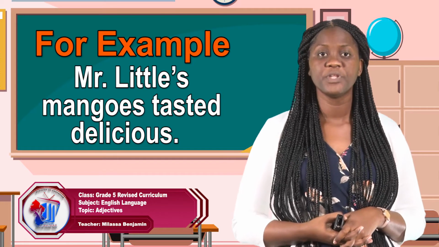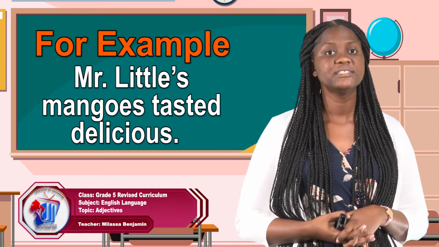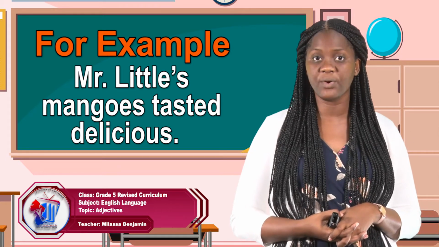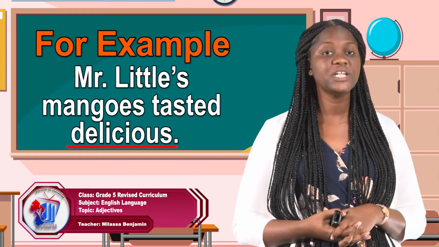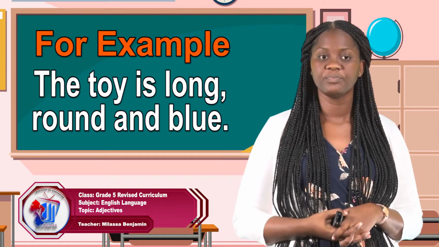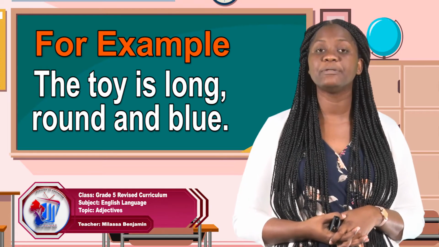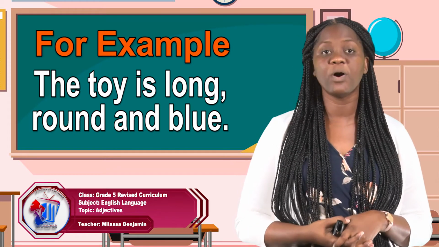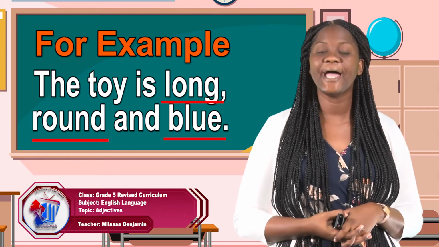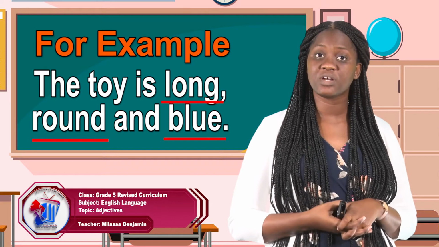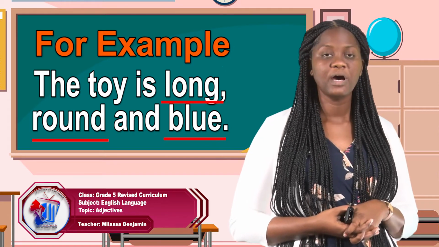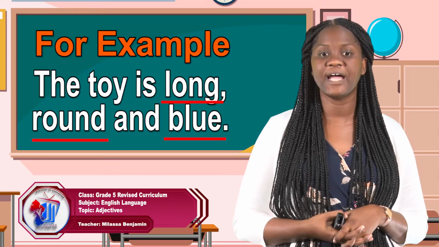Another example would be, Mr. Little's mangoes tasted delicious. We might ask, which word tells us more about the mangoes? That word would be delicious. So, delicious is a descriptive adjective. Further, the toy is long, round, and blue. Which words tell us more about the toy? Yes, those words would be long, round, and blue. These words tell us about the color, shape, and the sizes of the toy. So long, round, and blue are descriptive or qualitative adjectives.